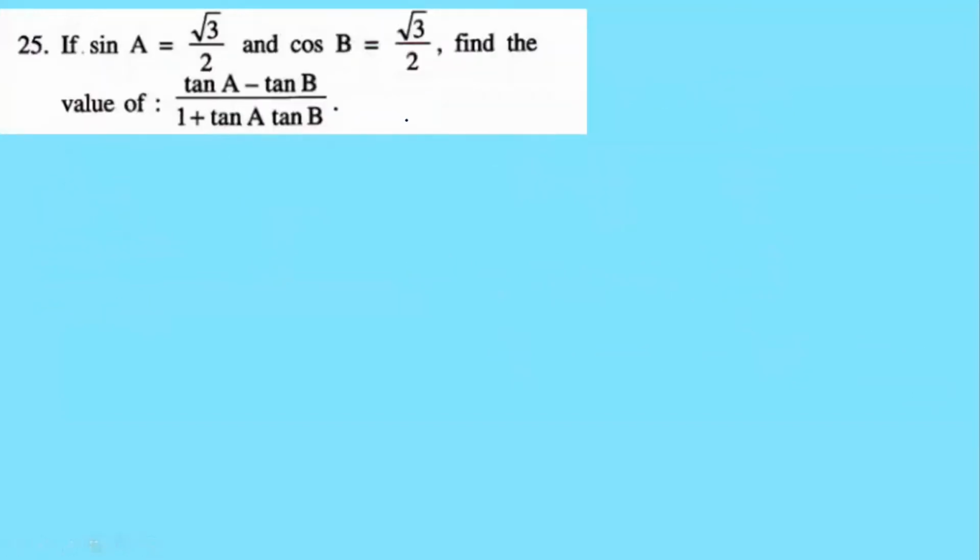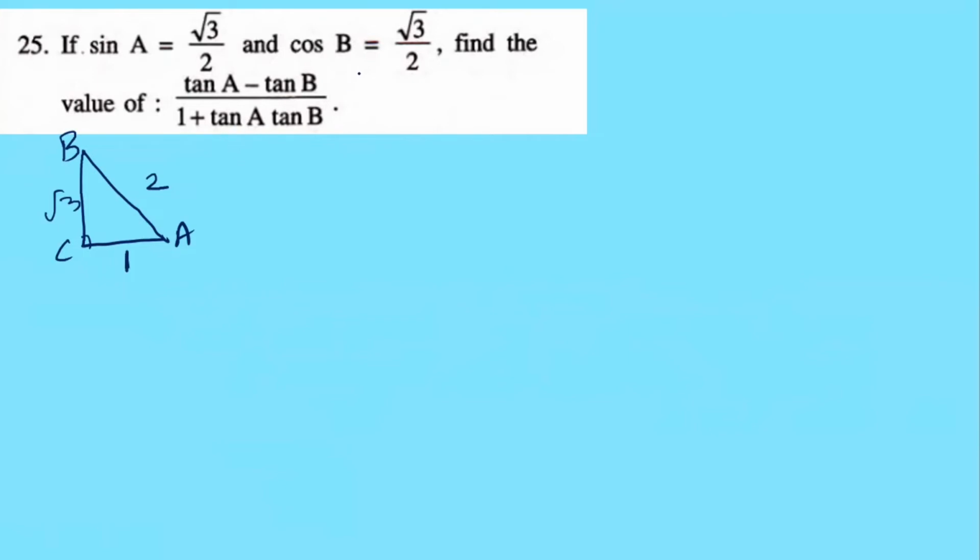Question number 25. If sin A is equal to root 3 by 2 and cos B is equal to root 3 by 2, find the value of tan A plus tan B upon 1 minus tan A tan B. Now sin A is root 3 by 2. So let us take an acute angle again, A as an acute angle, and B is another acute angle. So we have sine A is root 3 by 2, so opposite upon hypotenuse. Just now we have solved, we get this as 1 in the previous question by Pythagoras theorem.